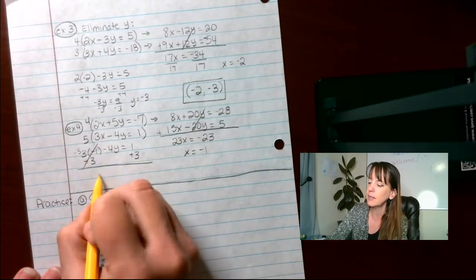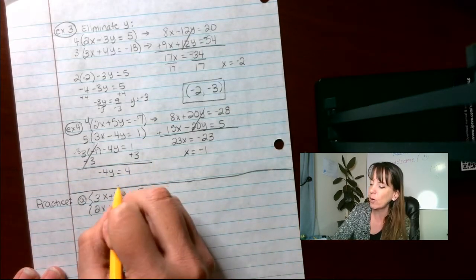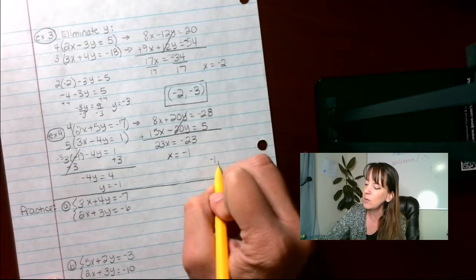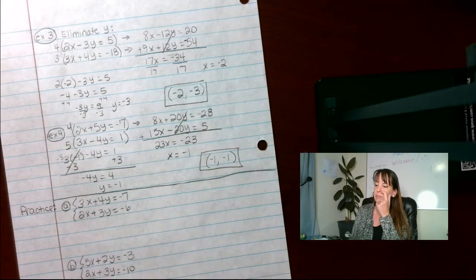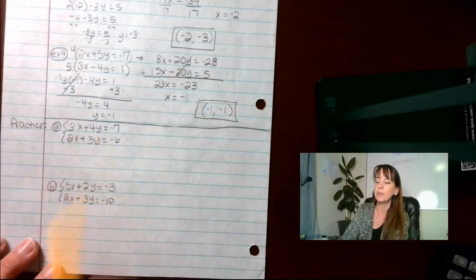So these guys cancel out. I get negative 4y equals 4. Divide both sides by negative 4. I get y equals negative 1. So my solution set is negative 1, negative 1. Bam.